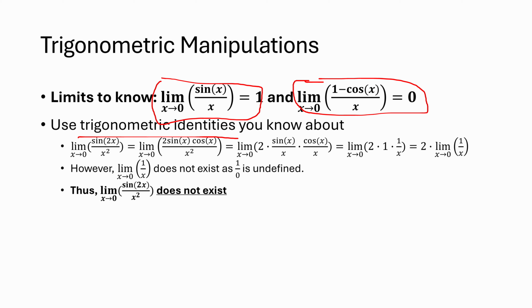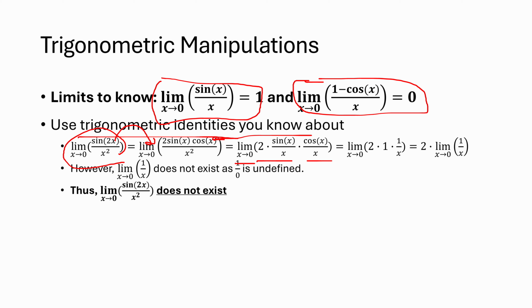So for example, we are asked to find the limit as x goes to 0 of sine of 2x over x squared. And by the double angle identity, we know that sine of 2x equals 2 sine x cosine x. And we can split these into three separate limits. And if you multiply these three, we'll get the same result.